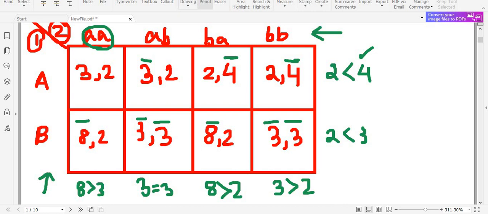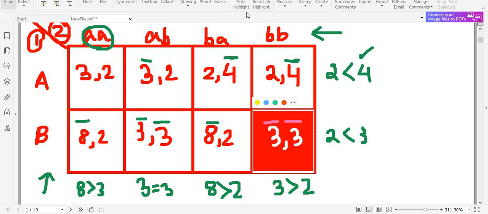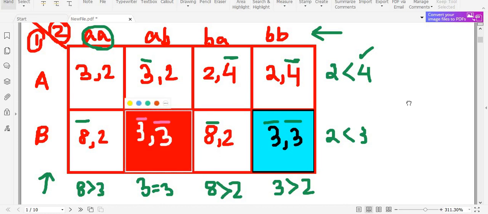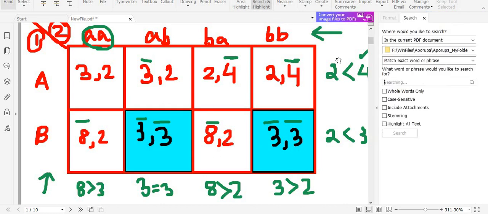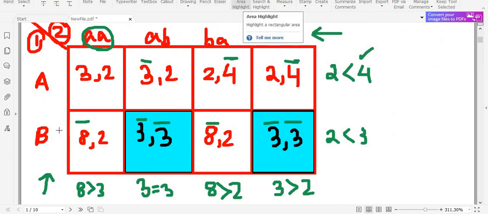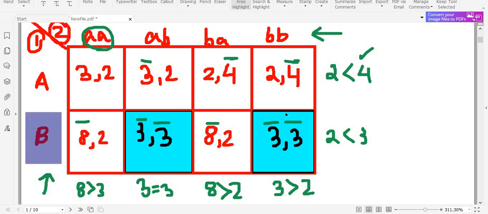Now you can see that there are exactly 2 cells where both the numbers are underlined. Let me just highlight those 2 cells. One is this cell where both 3 and 3 are highlighted. Another is this cell where both 3 and 3 are highlighted. Let us understand which strategies they correspond to. If we look at the strategies of player 1, both correspond to strategy capital B. Now if we look at player 2's strategy, one corresponds to small a small b and the other corresponds to small b small b. So there is an inconsistency, right?